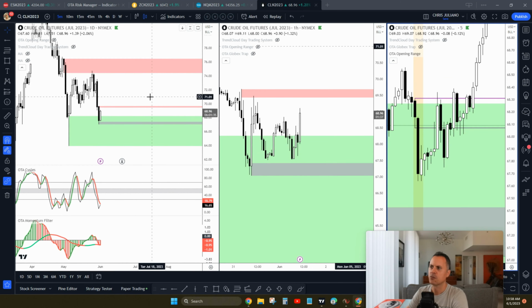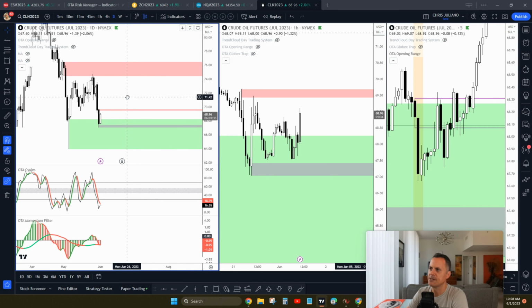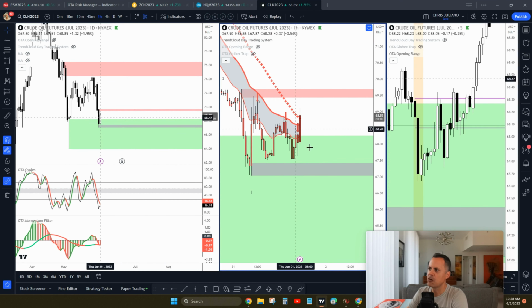So what's going on with crude oil today? Let's go through our process. High time frame, daily chart is matching up with the 1-hour trend on crude oil.